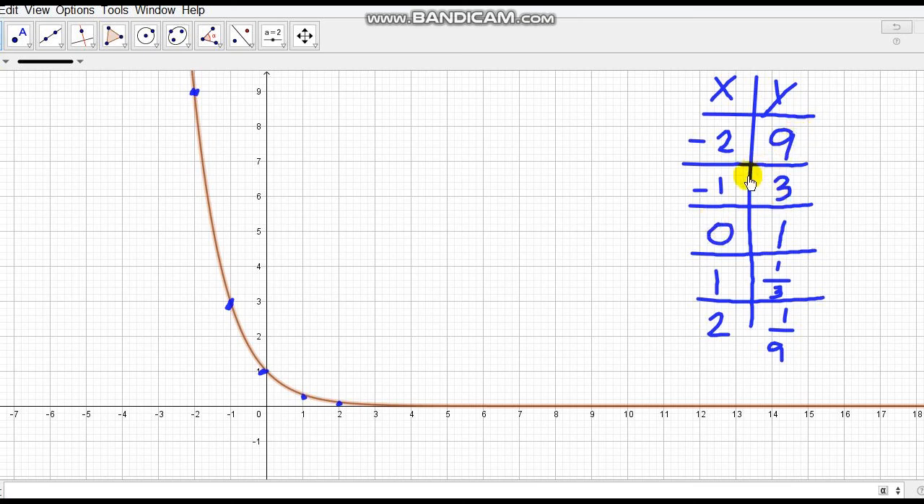We will see in our next video that sometimes it's not the x-axis that is the horizontal asymptote, and there are some graphs which do not pass through 0, 1. And that's what we're going to discuss next time about the behavior of an exponential function.